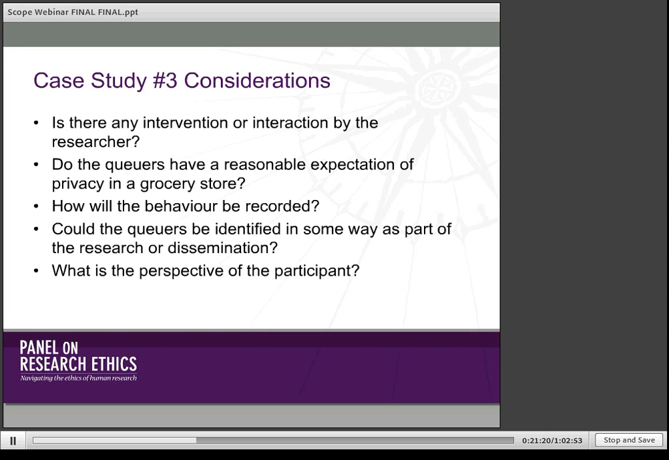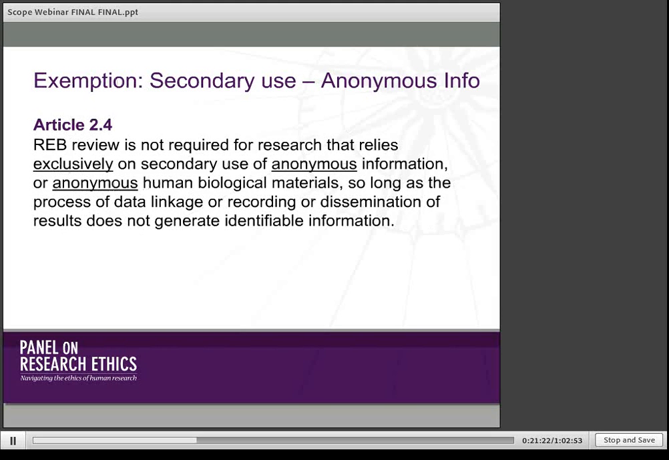Okay. Next slide. Exemption, secondary use, anonymous information. This is the article addressing the third type of research that may be exempt from REB review, Article 2.4. Secondary use means the use and research of information that was originally collected for another purpose. For example, healthcare records which were collected for therapeutic purposes, but which are used later for research.